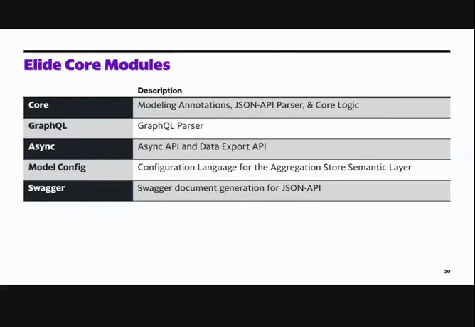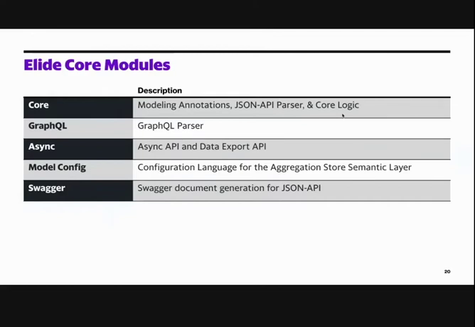The reason the JSON API parser is in the core modules is because when Elide first started, GraphQL didn't exist, and so it originally only supported JSON API. Since then, we've added a GraphQL module for the GraphQL parser. And there is an Elide async API, which is often used with analytic queries because analytic queries tend to run for long periods of time. They might run for minutes or hours, and so you want an async API for that.